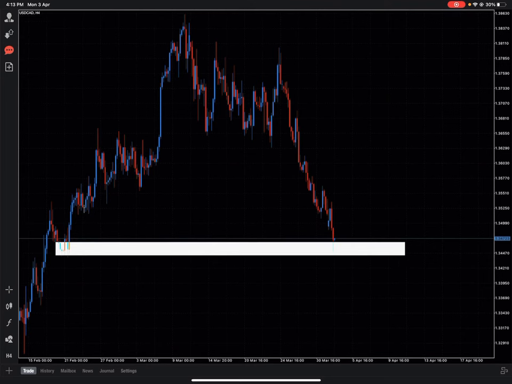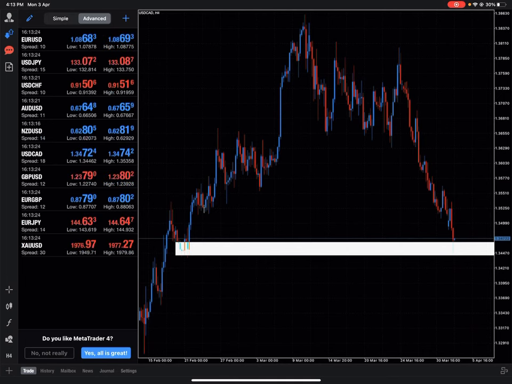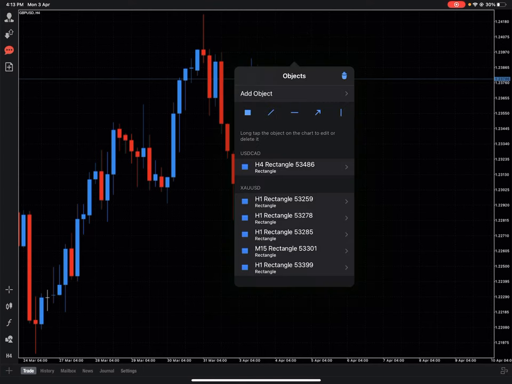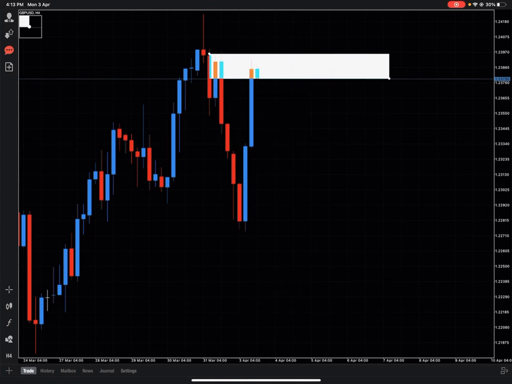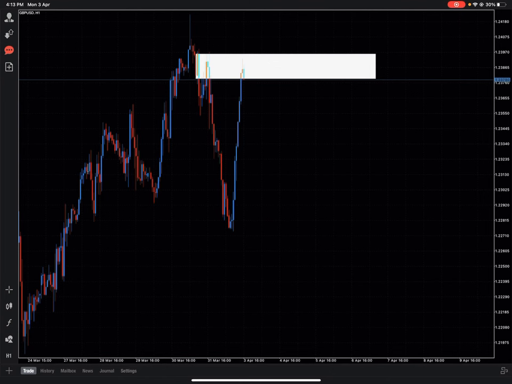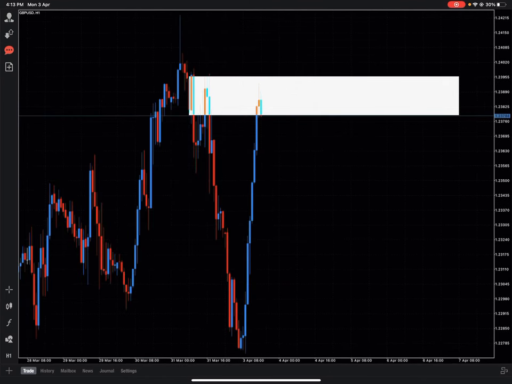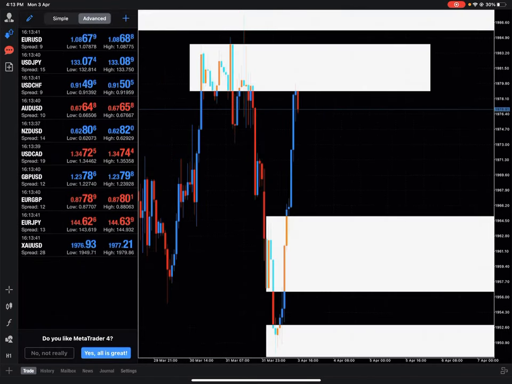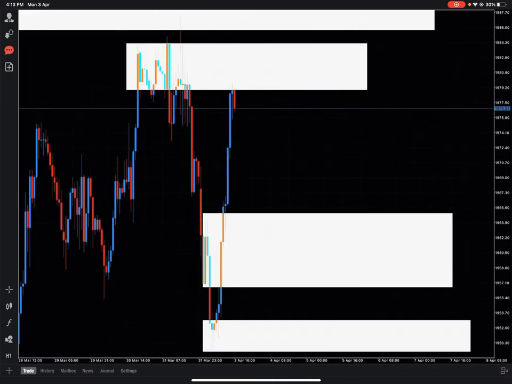Oh, potential gold will fall. GBP USD also at resistance. H1. Oh man. Setup sell. But for me, I want to focus on gold because I want to keep finding sell.